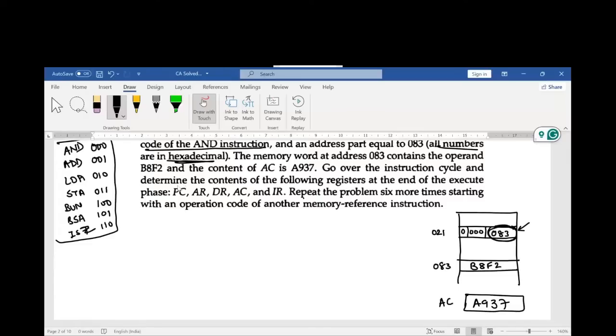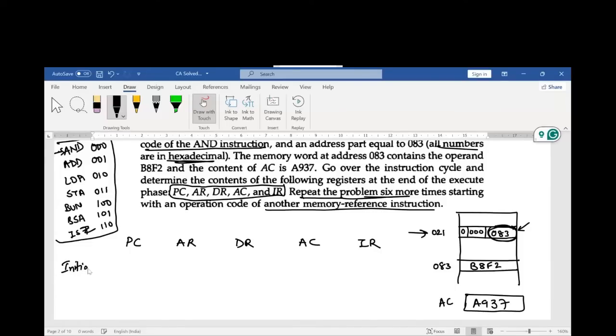Go over the instruction cycle and determine the contents of the following registers at the end of the execute phase. So after execution of these instructions, first we will start with AND. Why? Because my PC is pointing to this instruction and this instruction is an AND instruction. So first we'll start with AND and they are saying that repeat this 6 more times. Okay, so for all the other memory reference instructions, you have to repeat the same thing. After execution of each and every instruction, identify the values of these registers. Okay, so let us quickly start with it. We need to find the content of PC, AR, DR, AC and IR.